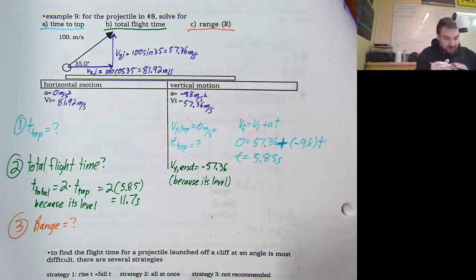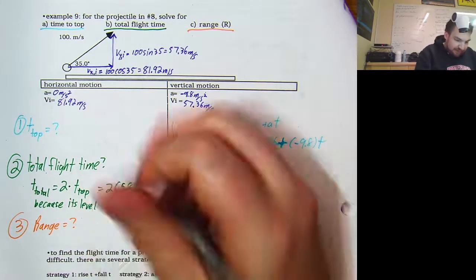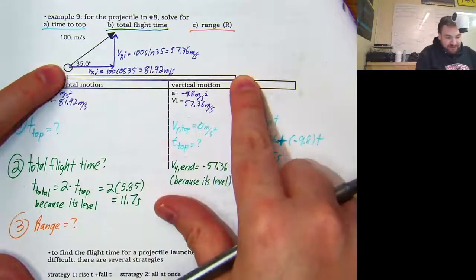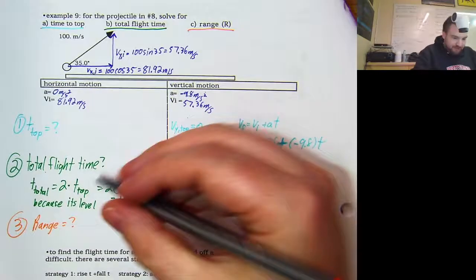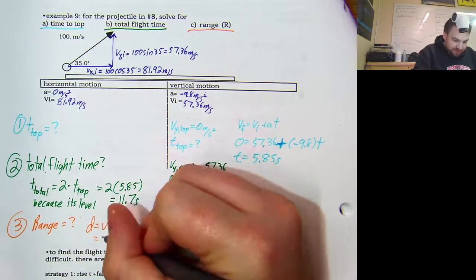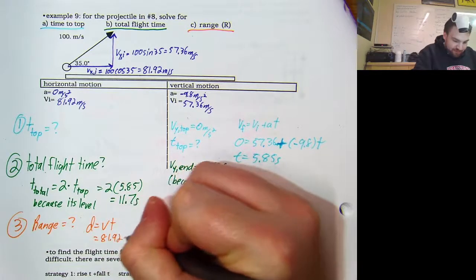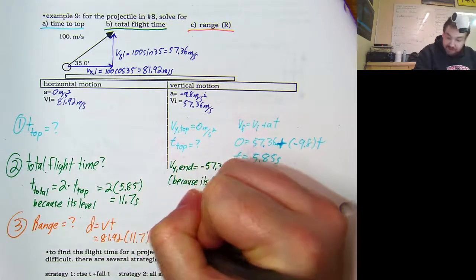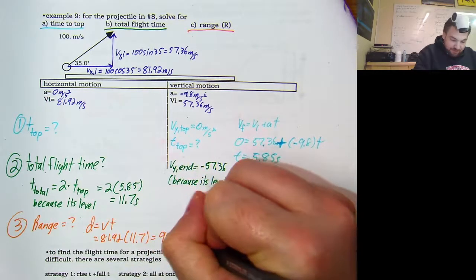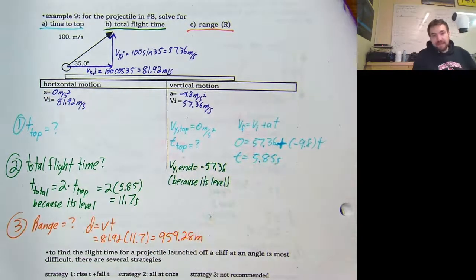That becomes the horizontal component problem. The range is all about how fast it is going in the x direction and how long it is moving in that direction. This is going to be d equals vt. My horizontal velocity is 81.92, and my time is 11.7 seconds, which is going to give me a horizontal distance of 959.28 meters. And that's it.